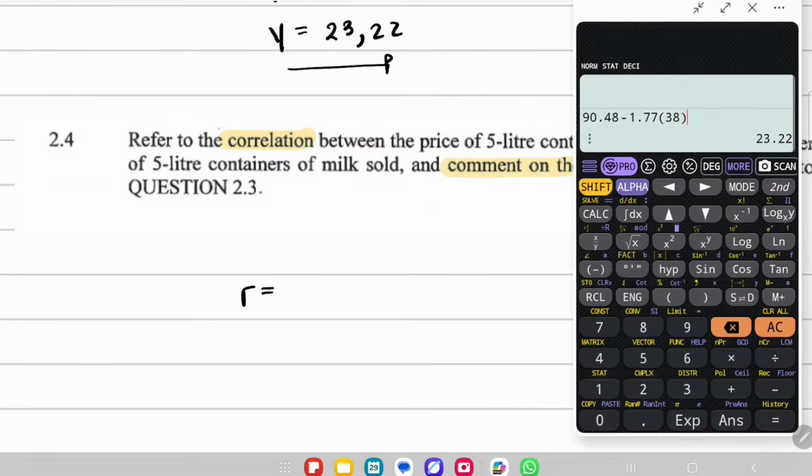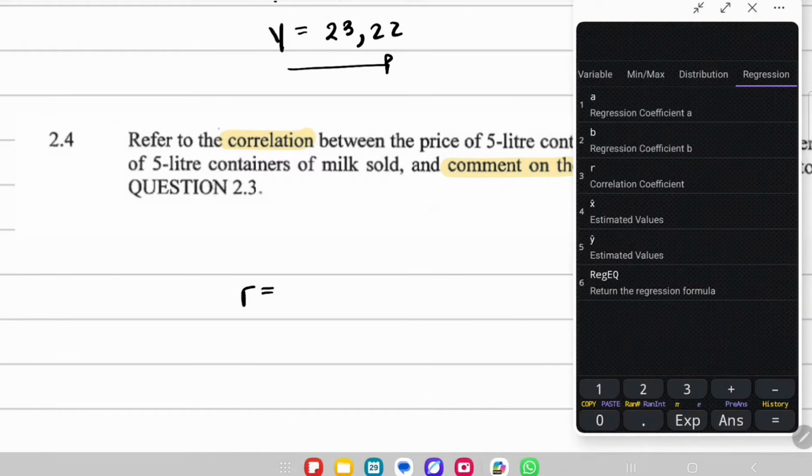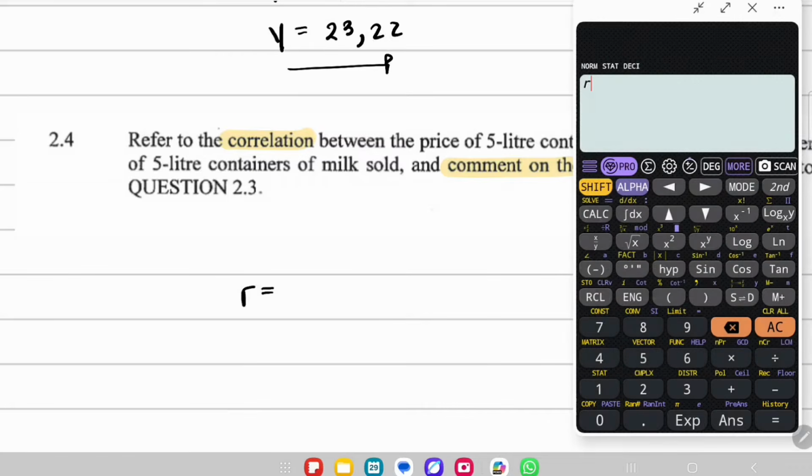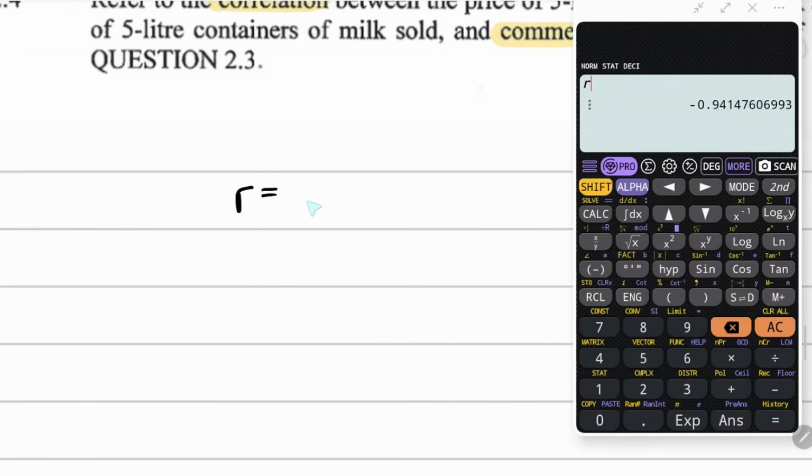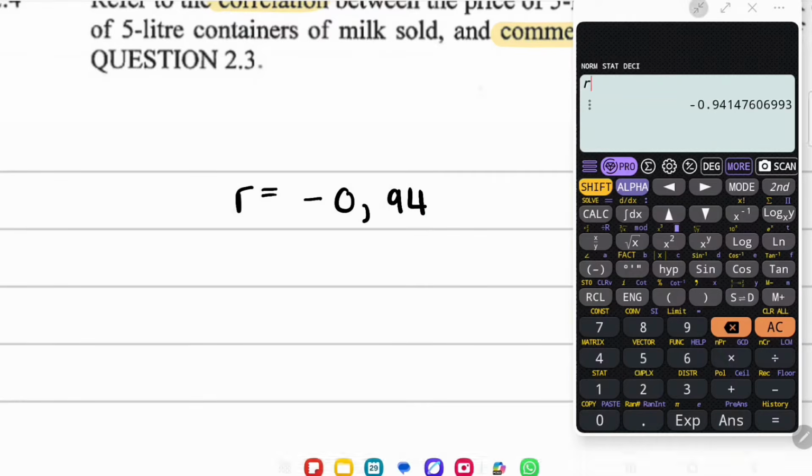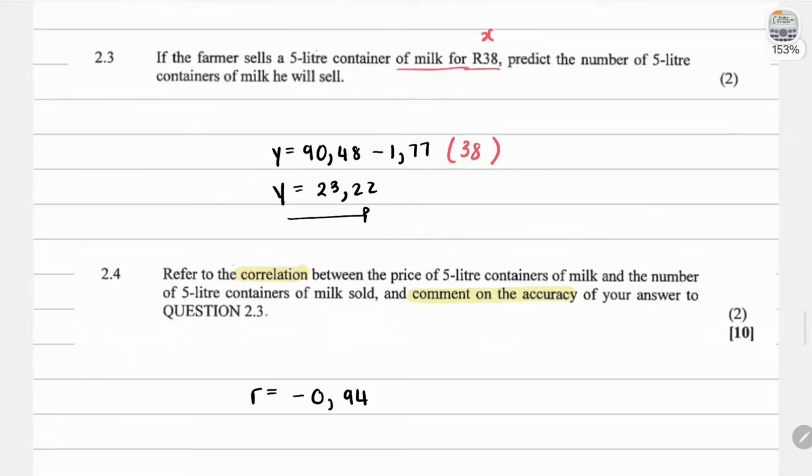Okay, so how we find that value of R, you just have to press AC to remove it. So AC, Shift and 1 so that we can get back to this information. You're going to have to choose option 5 to go to regression first, and then we can see our correlation coefficient R. Okay, so you can see it is negative 0.94.